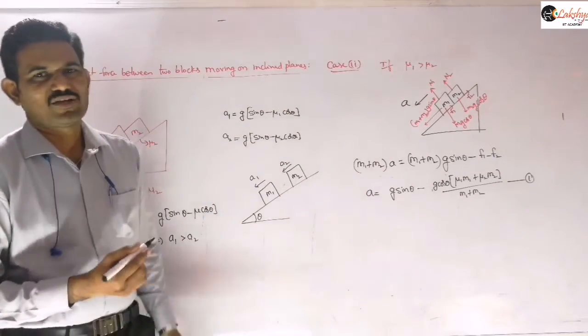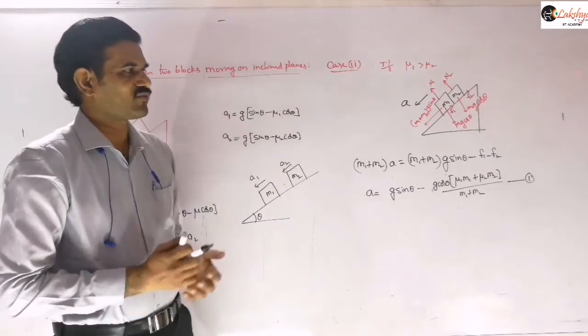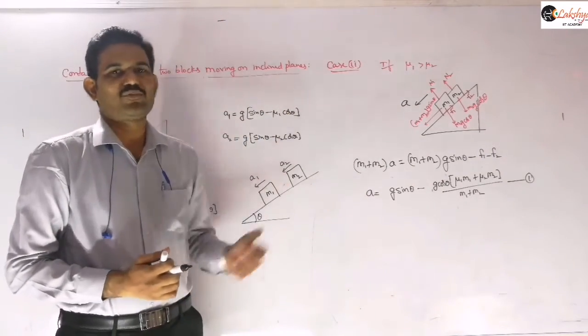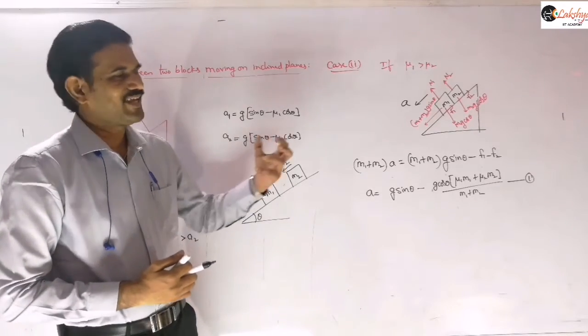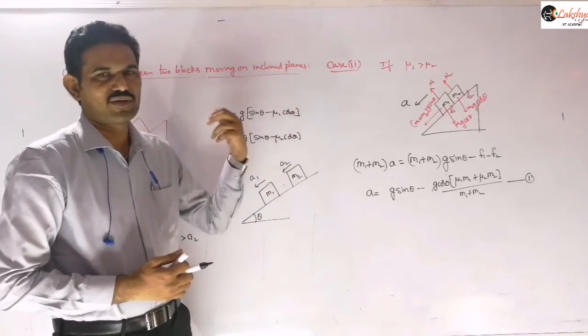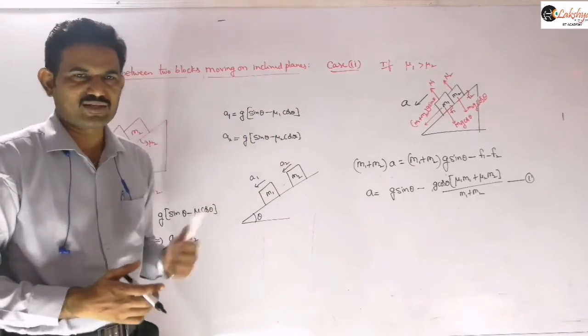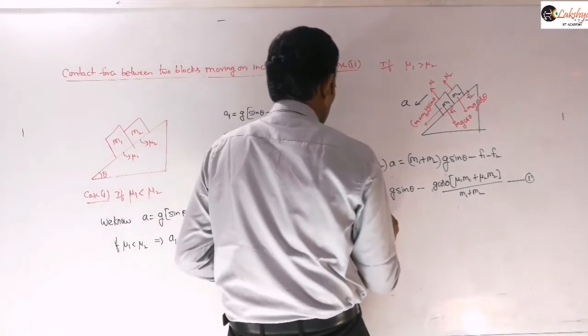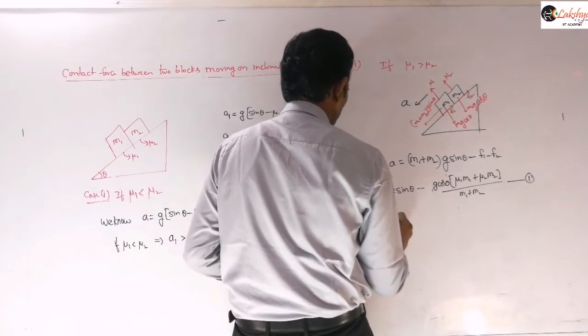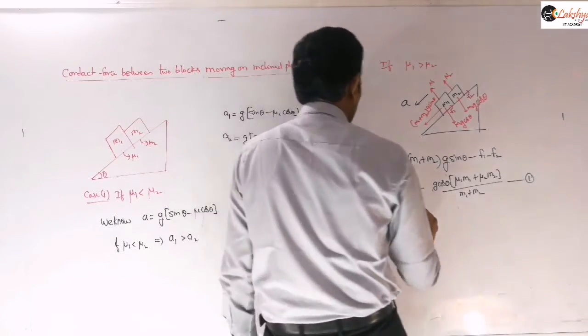Then you may take the free body diagram to find the contact force between those two blocks. You may take the free body diagram of any one of the blocks, either M1 or M2. Then you will get the normal reaction here. So now I am taking the FBD of, say, M1.